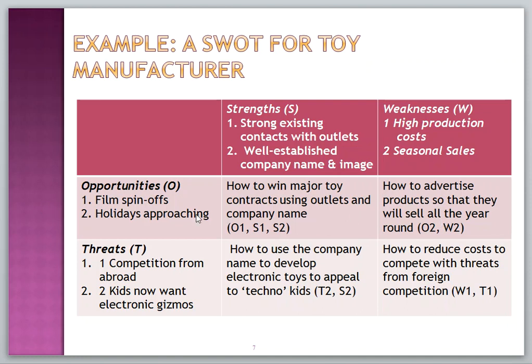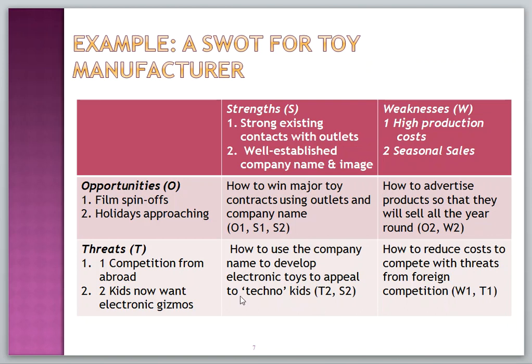We may match or map O2 with W2 that we have here: seasonal sales, to the approach of holidays. How to advertise products so that they will sell all year round. So we are trying to solve these seasonal sales against this holiday approaching. That is O2 and W2.